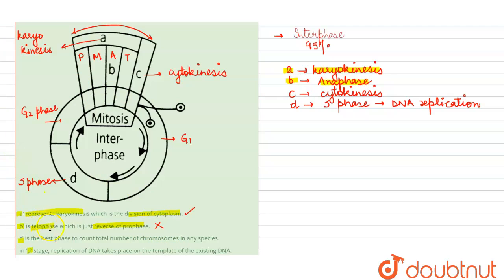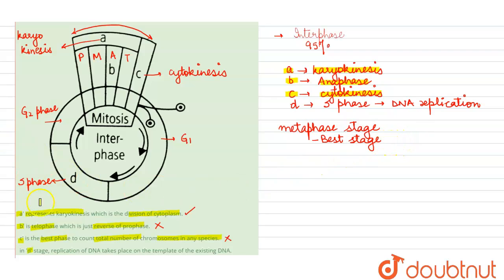Whereas let's see the C part. C is the best phase to count the total number of chromosomes in any species. Now C is the cytokinesis part. It is certainly not the best stage to count the total number of chromosomes in any species, because the best stage to study the chromosome is the metaphase stage. So this is the stage where the chromosomes are in the maximum condensed stage. So this is the best stage to study chromosomes in terms of their morphology, number, anything, right?